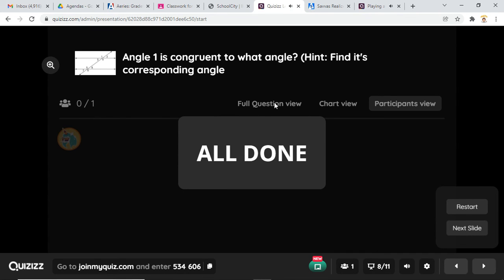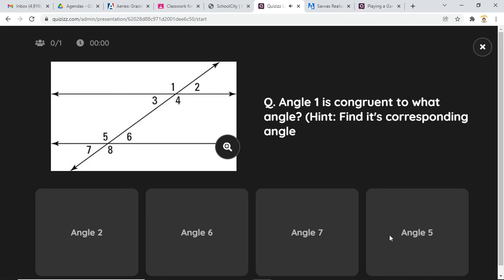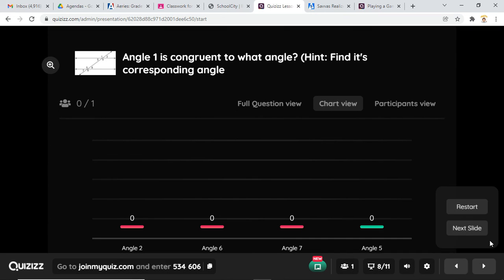Okay, so if you chose that angle 1 is congruent to angle 5, you'd be absolutely correct. If we look at our two parallel lines here and our transversal cutting them in half, the one that is in the same spot as angle 1 would be angle 5. It's both to the left and above the parallel line, which means that is its corresponding angle, and corresponding angles are congruent.